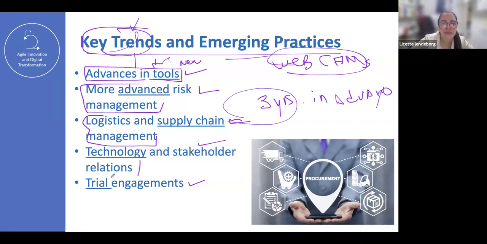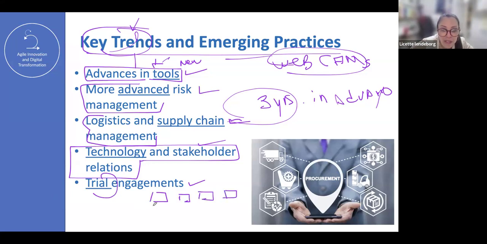Technology and stakeholder relationships. This is a trend where you can have this conversation as a partnership, but without agreement. It's just understanding the relationship with an external organization. At the end of the day, you are going to have 3 or 4 candidates for your final contract, and you are going to do trial engagements. You have 4 people participating, developing a small portion of the solution.